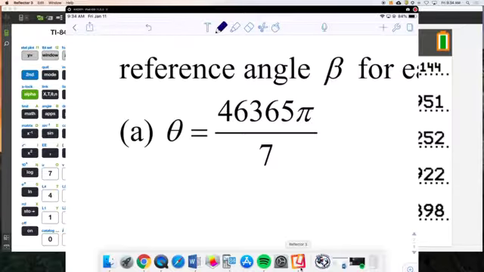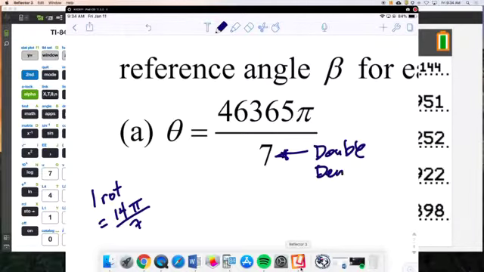This is 46,365 pi sevenths. Do you think that's more than one rotation? Yeah. Let's see. One rotation would be actually how many pi sevenths? 14. Okay. How can you get that so quickly? If you're counting by sevenths, just double the denominator, right? That tells you how many of those pi sevenths you need in one rotation. Okay. So 2 pi, which is one rotation, is the same as 14 pi sevenths.